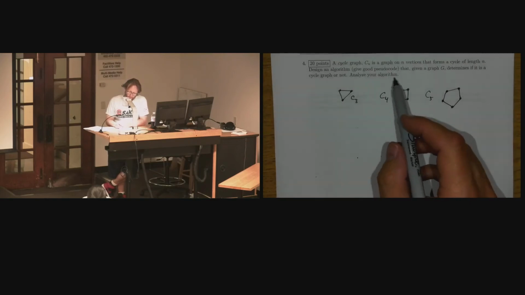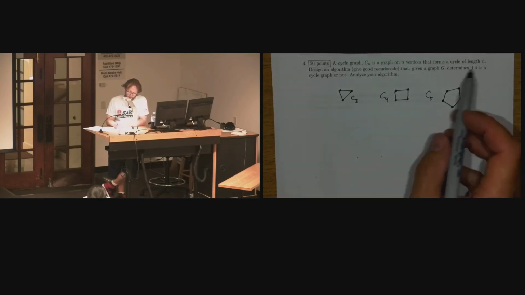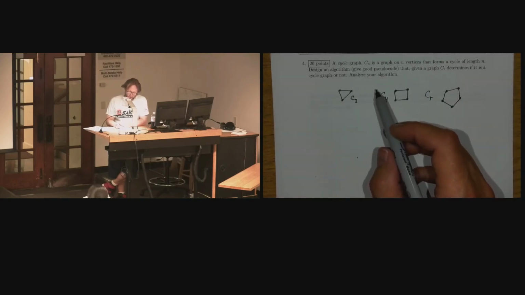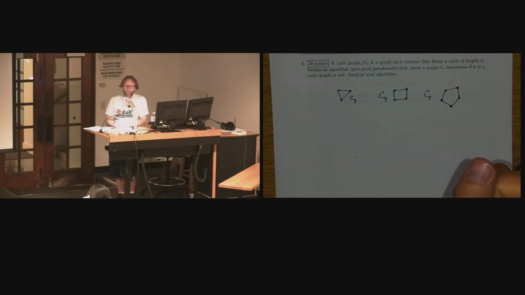Design an algorithm, give good pseudocode that, given a graph G, determines if it is a cycle graph or not. Analyze your algorithm. Right? So how could I do this?